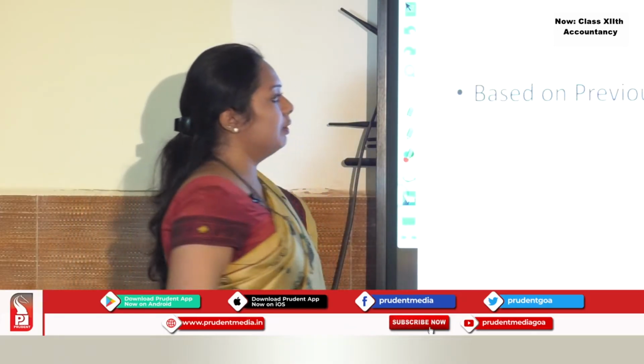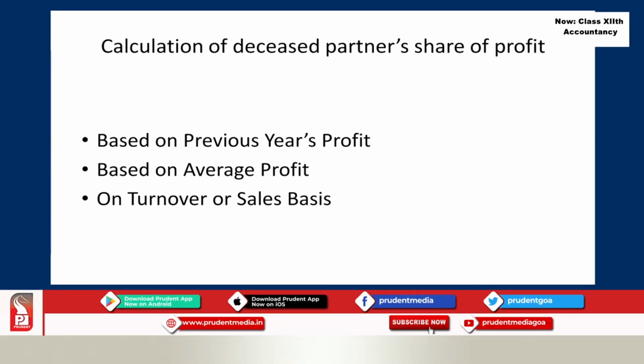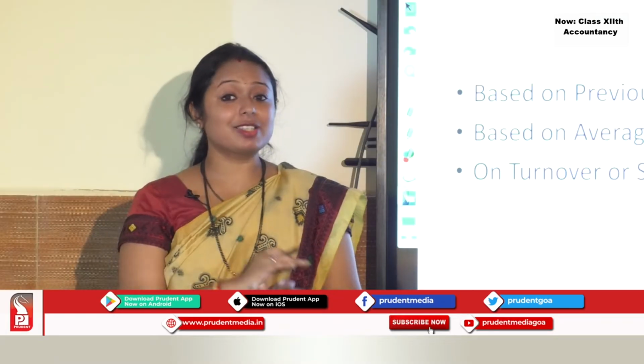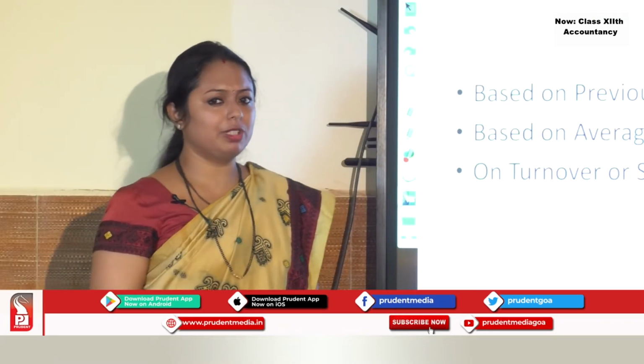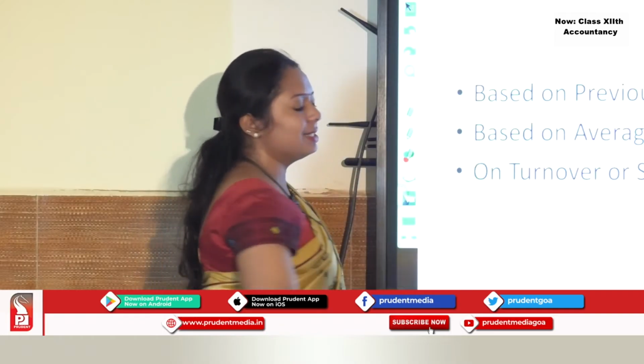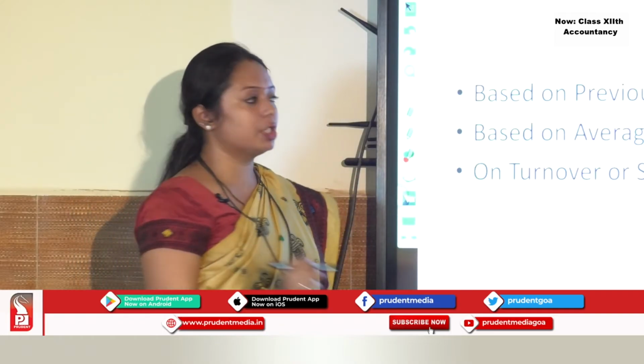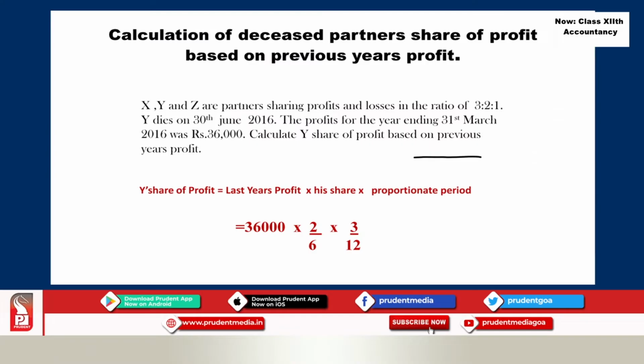First one is based on previous year's profit. Next, based on average profit. And the third one, based on turnover or sales. So we will start with small illustrations, and you will understand. First one is based on previous year's profit. So students, we will start the first illustration.